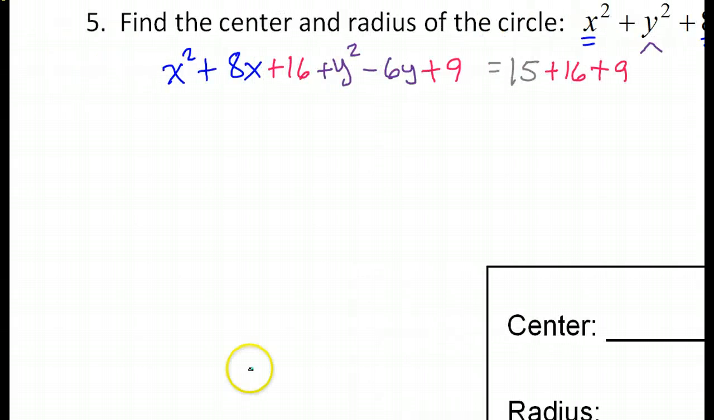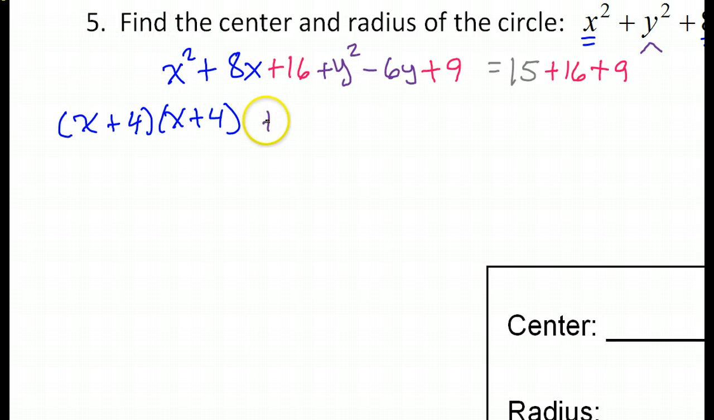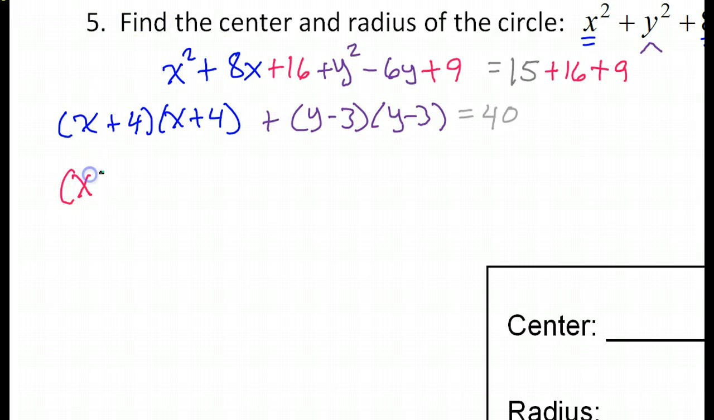Anytime you complete the square like that, it guarantees that this is going to factor as the same thing twice. So this factors as x plus 4 twice, and then this part factors as y minus 3 twice. Meanwhile, over here, 15 plus 16, that's 31, plus 9 is 40. So I got 40. Putting all this together, I have x plus 4 squared plus y minus 3 squared is equal to 40.